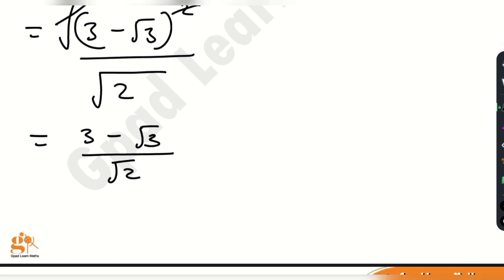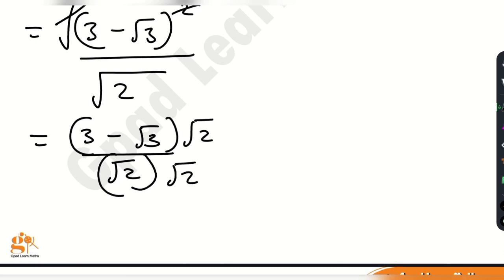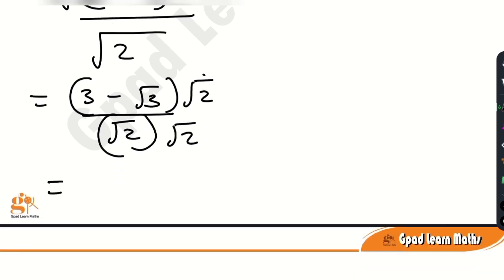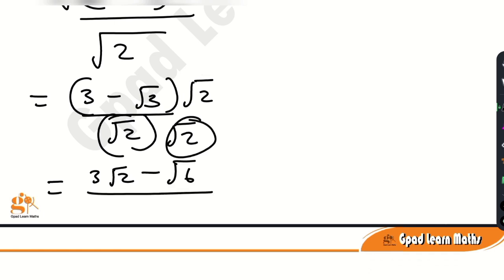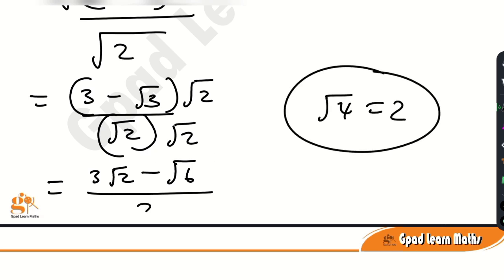Now, because I don't want to leave my answer where I have an irrational term in the denominator, I'm going to rationalize. So to do that, I'll multiply the numerator and denominator by what I have in the denominator. So multiply this by root 2 and multiply this by root 2. So this is going to be equal to root 2 times 3 is 3 root 2, and root 2 times root 3 is minus root 6, all divided by root 2 times root 2, which is root 4, and root 4 is equal to 2. So this is over 2, and this is the result we get finally.